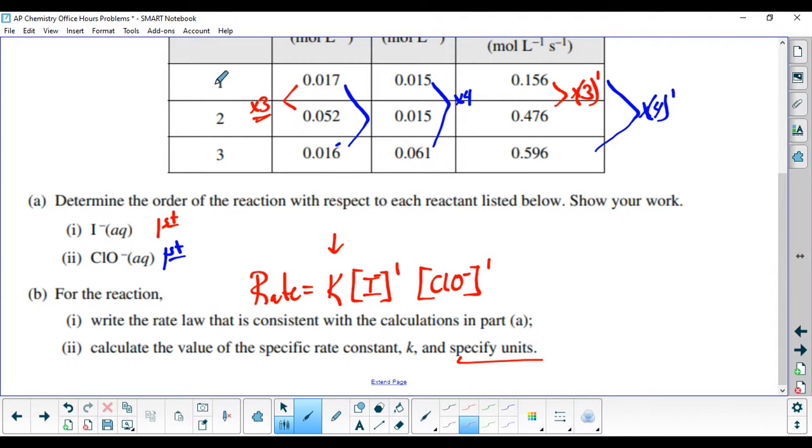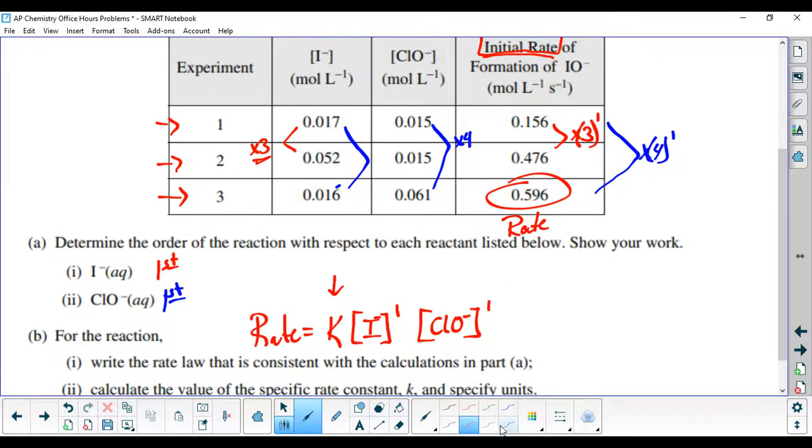So what do you do? You go back to your experiment and choose one of these. It doesn't matter which one I choose, but I need to choose one where I plug in my initial values, so I'll know my concentration for both of these. And this is your rate, so this is going to be on the left side here. You could choose any one of those trials. I'm not going to walk through the math there, but I just want to show you the units.